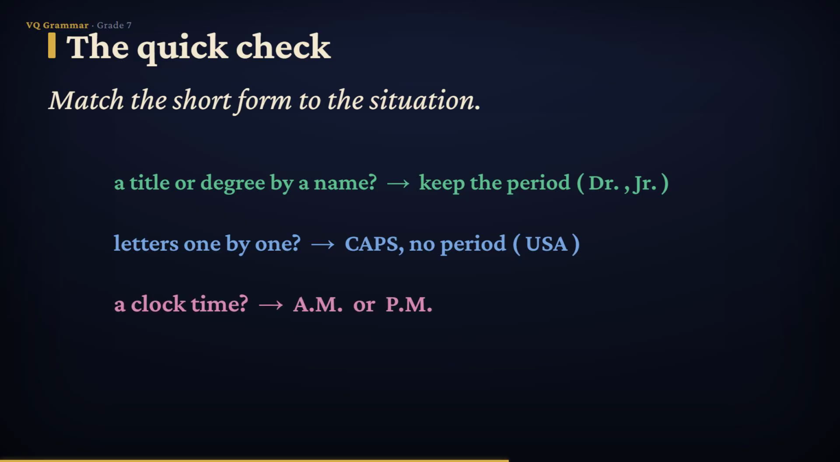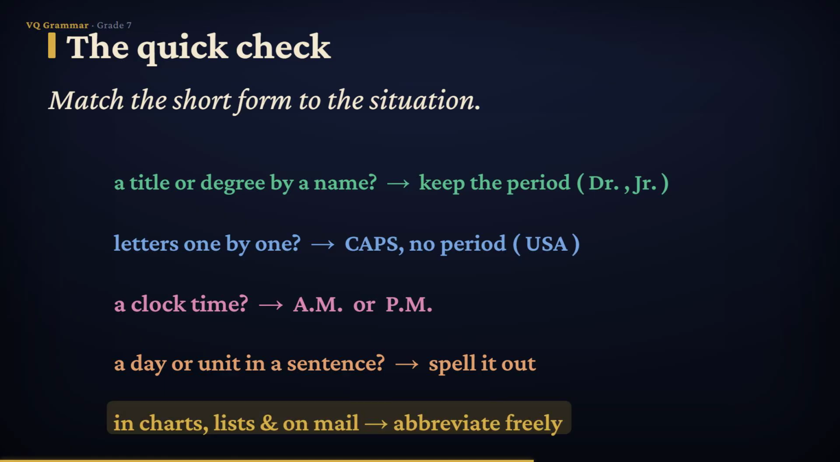Is it a clock time? Reach for AM or PM. Are you writing a day or a unit inside an ordinary sentence? Spell it out. And remember, in charts, lists, and on mailing labels, you can abbreviate freely. Match the short form to the situation, and you'll punctuate it correctly every time.